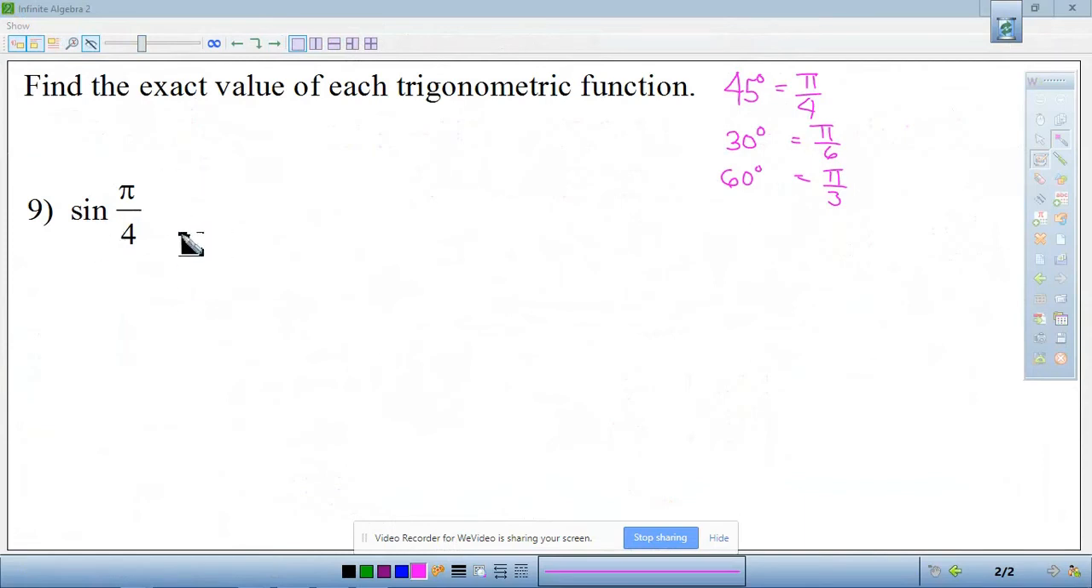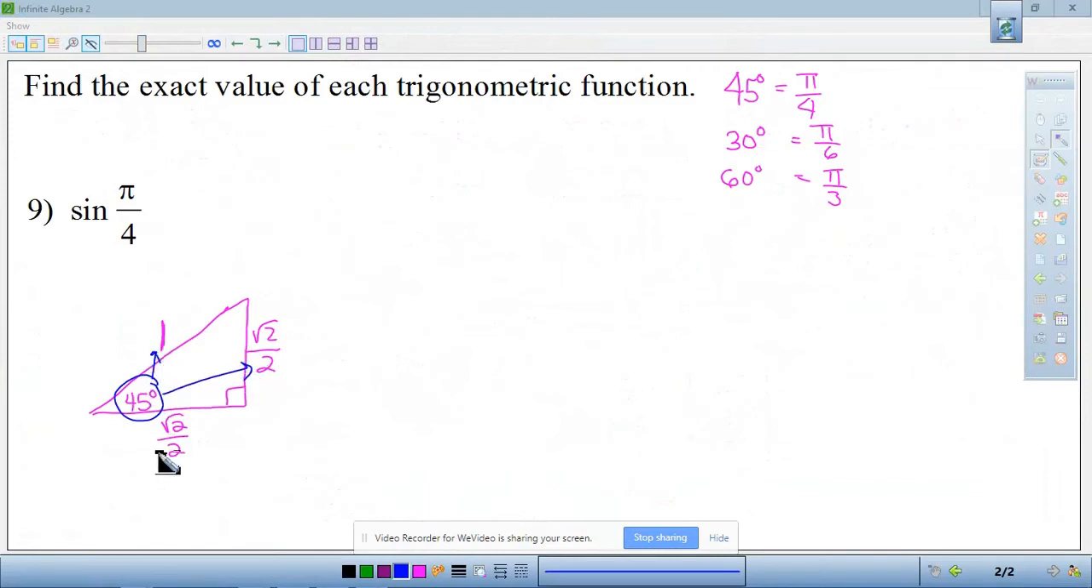So if I see sine of pi over 4, that relates to my 45, 45, 90 triangle. So I could look at the unit circle, or I could look at my special right triangle. Since we're talking about the unit circle, the triangle has a hypotenuse of 1 and side lengths of root 2 over 2. So sine of 45 would be the opposite over the hypotenuse. Well, root 2 over 2 over 1 is just square root of 2 over 2.